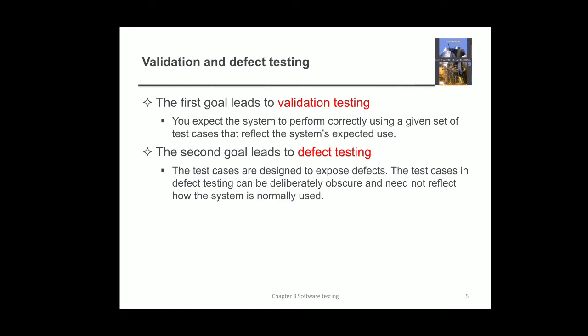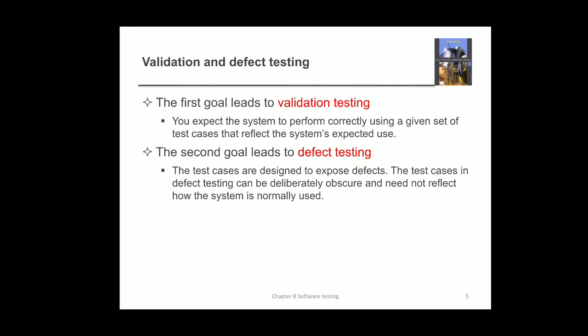We have two kinds of testing: one is validation testing and the second is defect testing. The first goal leads to validation testing, wherein you expect the system to perform correctly using a given set of test cases that reflect the system's expected use. As a customer has requested, if you are developing the application and giving it to the customer, that means validation testing is done properly.